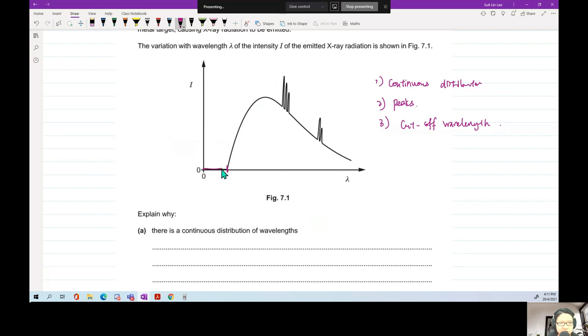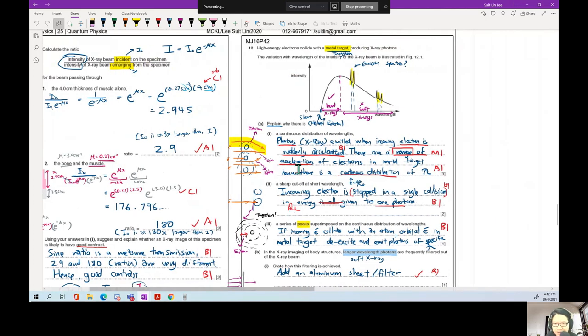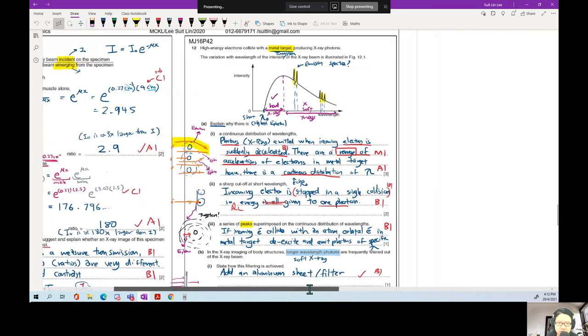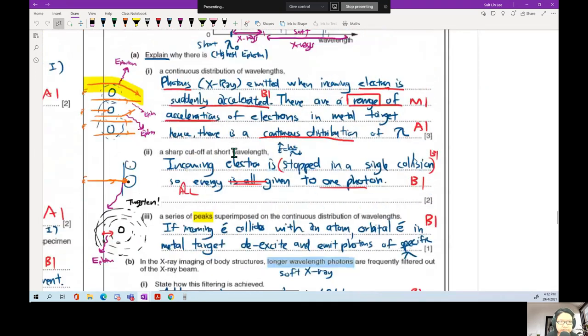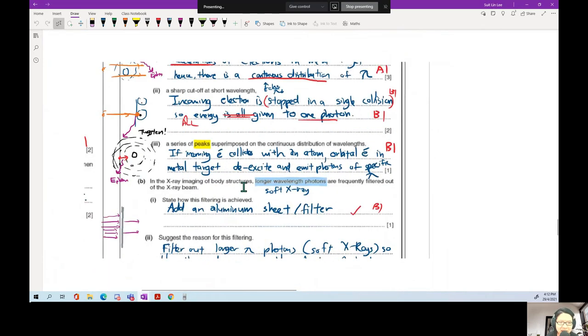This point here. Why after this is there no X-ray? So in the recording, we have already provided an explanation around this. The recording that you can watch and learn from is the example video for May-June 16 paper 4.2. So go watch that video, make sure you understand, then try this one from ON20. This is the video we already recorded. It should also be in your notes. So this is also very sciencey. We tell you facts, you just memorize facts. And the whole idea of continuous distribution, sharp cutoff, and why there are peaks is here.